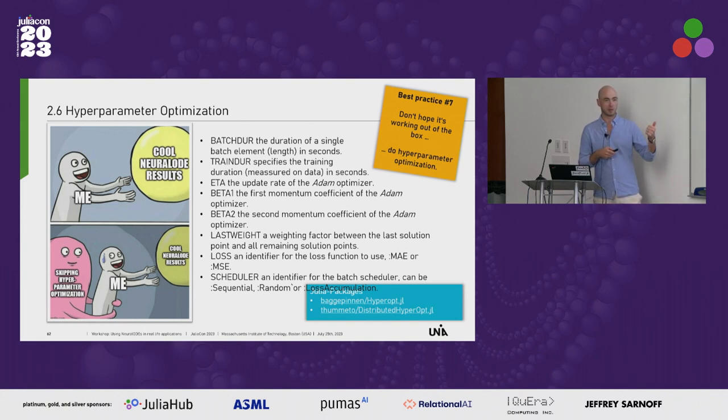So there's a sequential and random scheduler. I bet you have a good idea of what this is. Sequential takes one batch element after another. Random takes a random batch element. The loss accumulation scheduler is interesting. We use it very often.